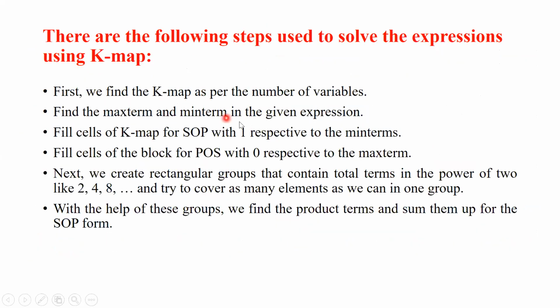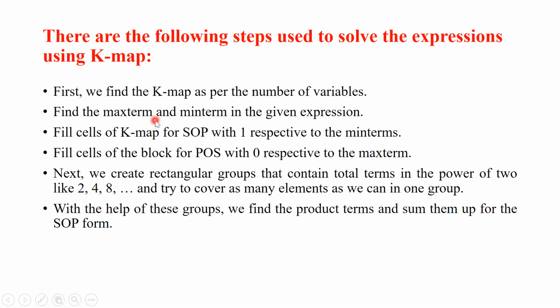Okay, so we have to practice so that you understand. So first, don't write anything. When you solve in the exam, the grouping will be clear. First we find the number of variables. Then we will see whether the expression has a max term or a mean term, because for both it will be different. Fill the cells of the K-map for SOP with 1 respective to the mean terms. Yes, I want you to write this. First we find the K-map as per the number of variables. So if I have 2 variables, then 2 raised to 2 means 4. So write down this 10.